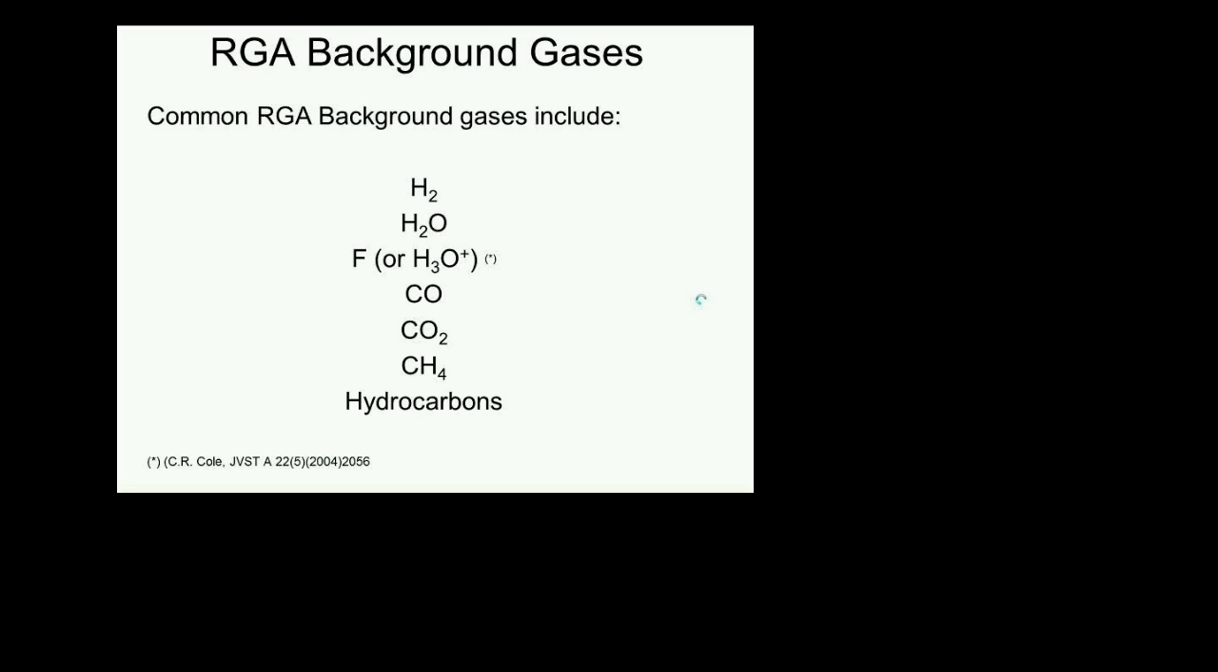Those compounds, as they make their way into the quadrupole, into the ionizer, fall apart and fluorine is released. The fluorine then embeds itself into the ionizer, into the stainless steel. It's a very small atom, and it has a lot of affinity for stainless steel. So every time you turn on the RGA, you will have a peak at 19 AMU, which wasn't there before.